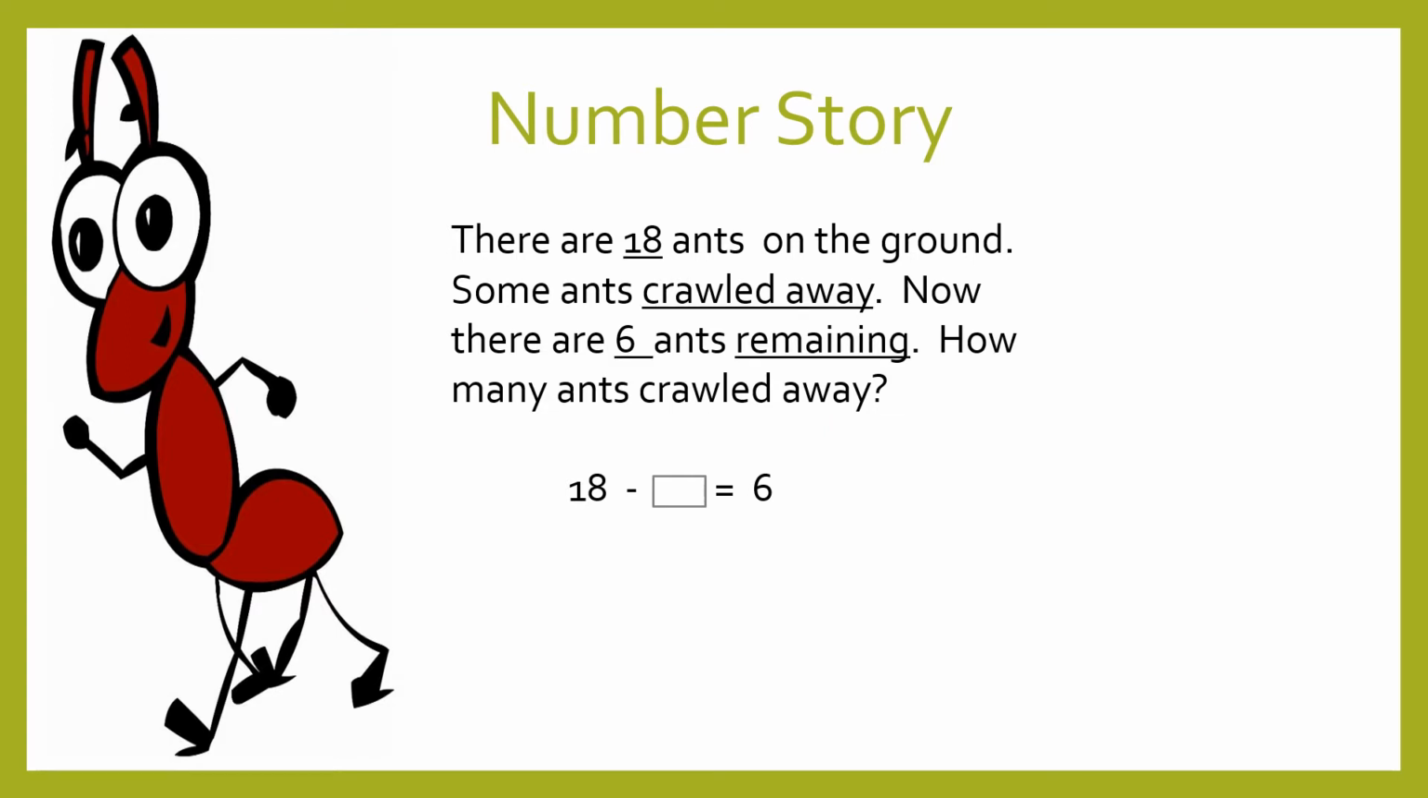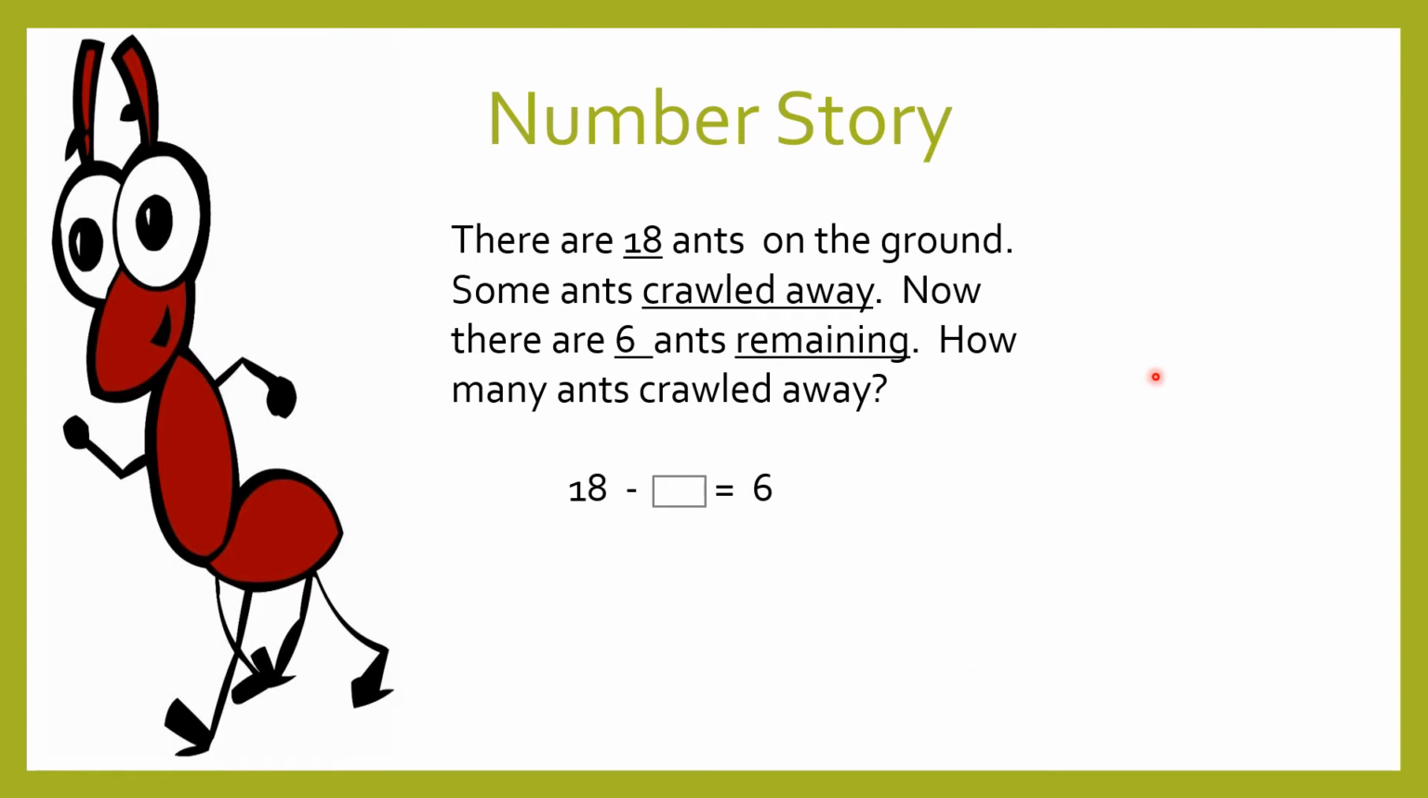Kindergarten, let's reread our story once again and listen for important numbers and information that will show us how we should solve this number story for today. Listen carefully. Ready? Read. There are 18 ants on the ground. Some ants crawled away. Now there are 6 ants remaining. How many ants crawled away?